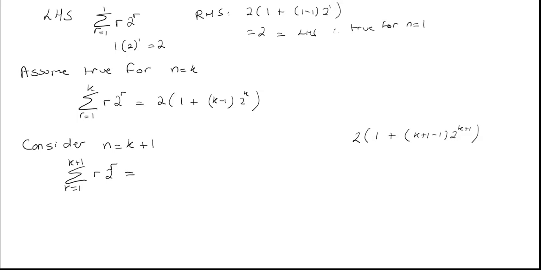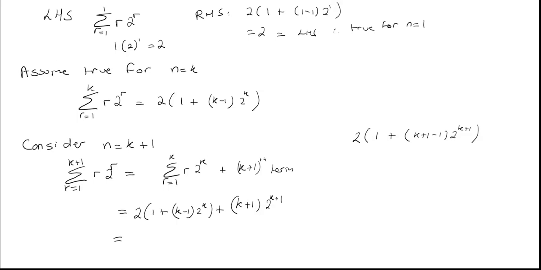So how do we do this? Because it's a sum of series, we always do this as, let's split it up from 1 to k. And the reason we do that is because of our assumption step. And then we add the k plus 1th term. So the sequence itself was r 2 to the r. So the k plus 1 term is going to be k plus 1, 2 to the power k plus 1. And we know that the sum from 1 to k, using our assumption step, was 2 brackets 1 plus k minus 1, 2 to the k.